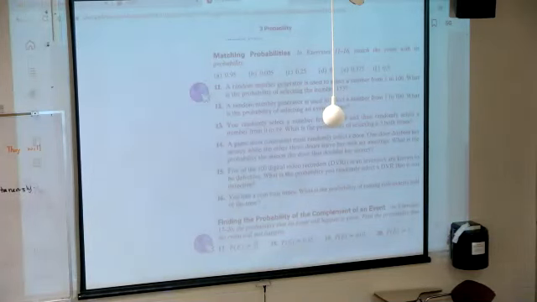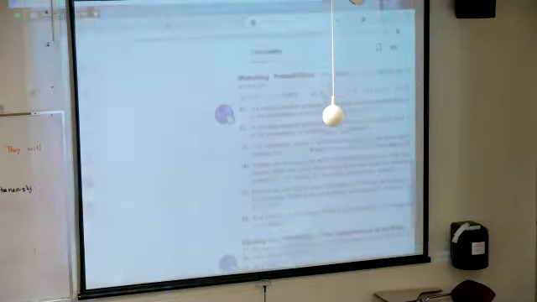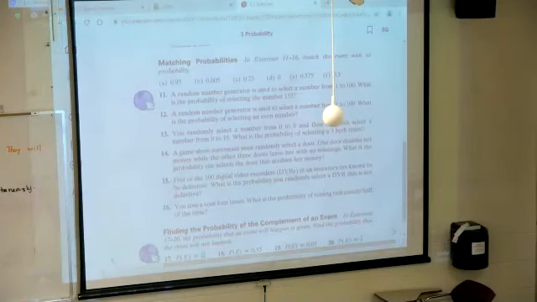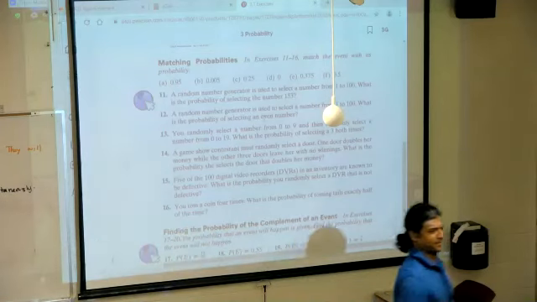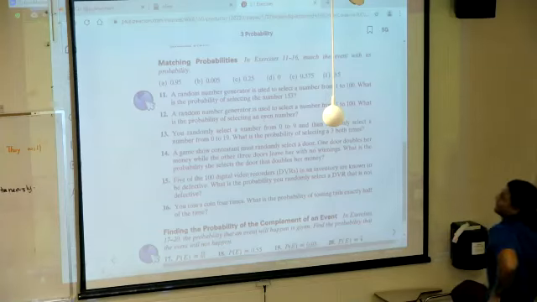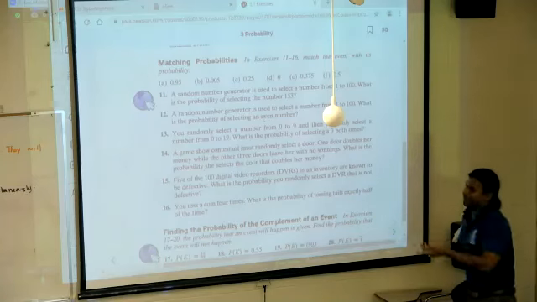Okay, so a bunch of problems, 11 through 16. Or 11. Or no, what? We're going to do all of them, 11 through 16. Perfect. Because it's matching probabilities.